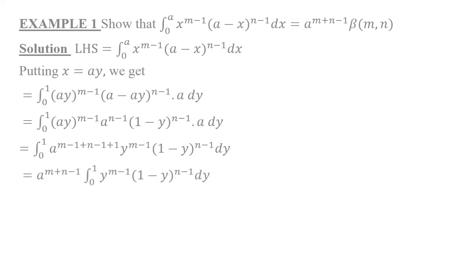Now we take a to the power m plus n minus 1 outside the integral. That leaves the simple beta function here. That equals a to the power m plus n minus 1 times beta(m, n). Thus LHS equals RHS, and we have proved it.